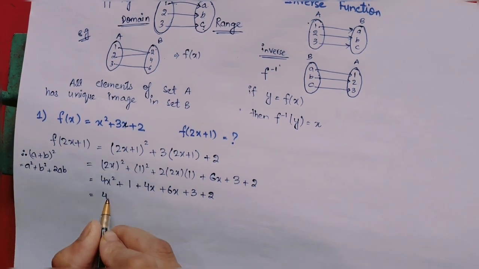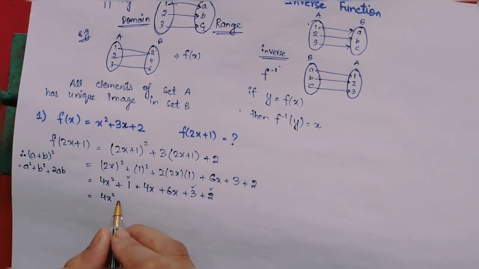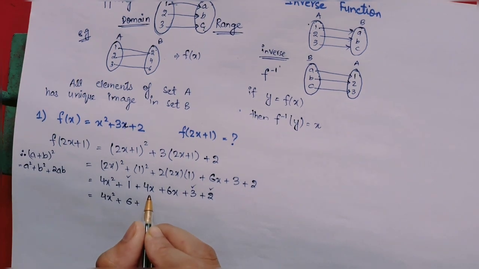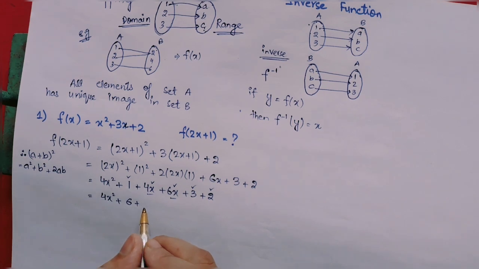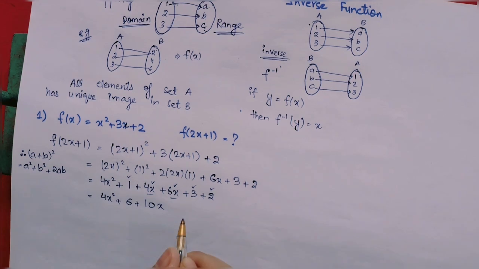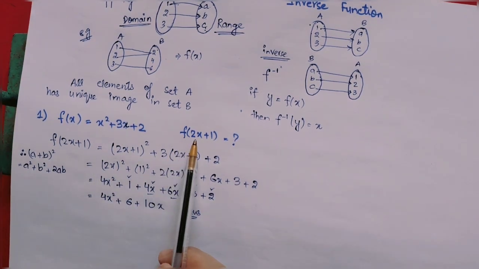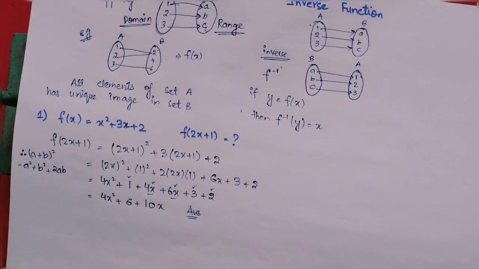4x square is the only such term, so it remains the same. 1 plus 3 plus 2 are the constants, so we can add them all: 5 plus 1 is 6. Both of these terms have the variable x, so they can be added together: 4x plus 6x becomes 10x. So this is your answer. You just have to find f of 2x plus 1. Where you see x, replace it with the given value which they are asking for, and your question will be done.